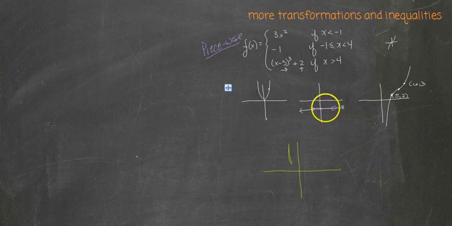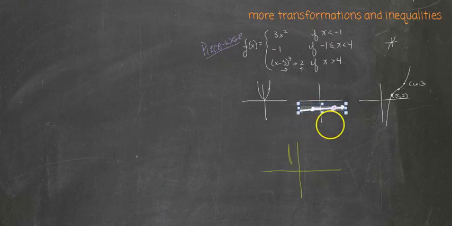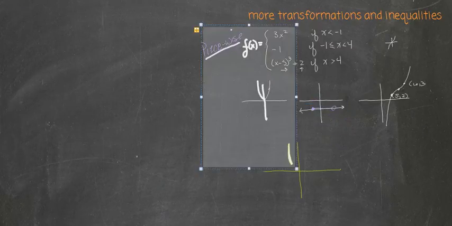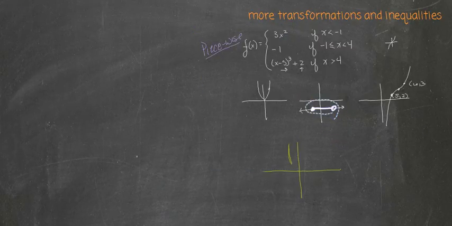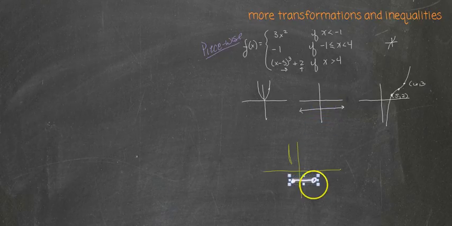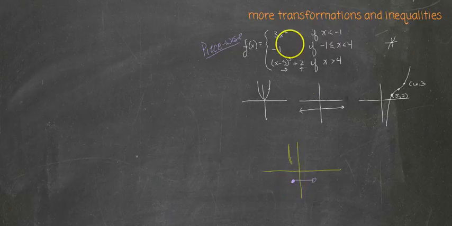So let's see if I can snag that. I think I'm going to get the whole thing. This can be tricky. It's not exact technology. There we go. And now I'm going to move this. So it's going to be in the same location it was before, but notice that for the middle part of the function, at -1, it's defined on the interval from -1 to 4. So the upper part of the function is not defined there because it's strictly less than.